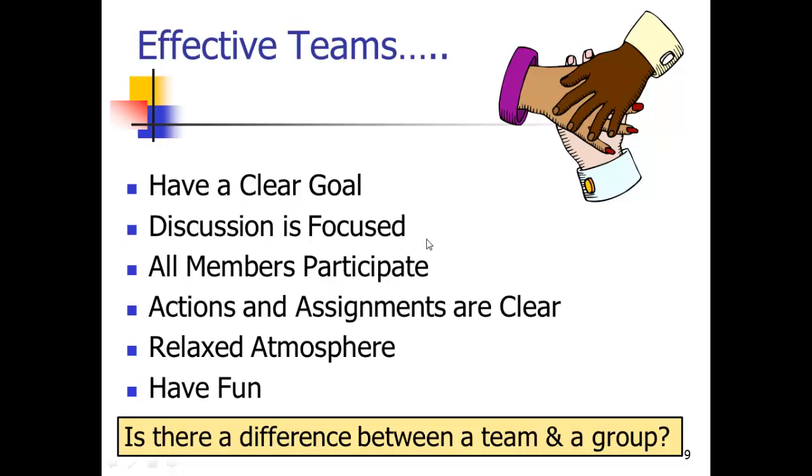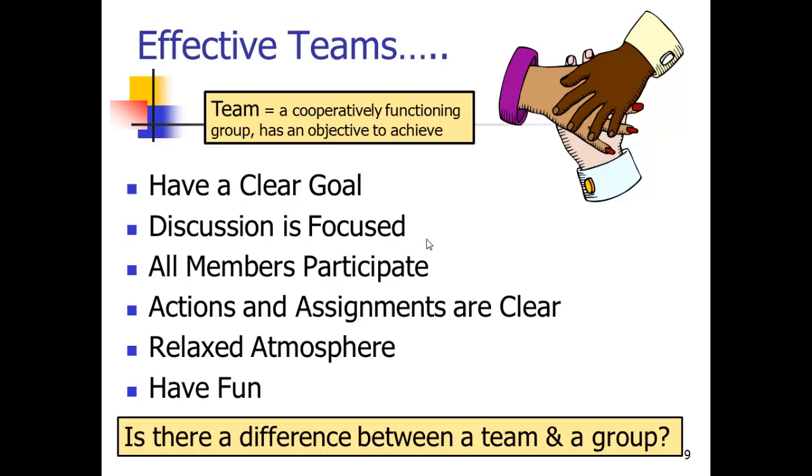So think about that for a minute. You can put it on pause if you want. A team is a cooperatively functioning group. It has an objective to achieve. It has a goal to achieve. So a basketball team has a goal to win the game, right? A project team has a goal to complete the project according to the criteria and scope that are defined.